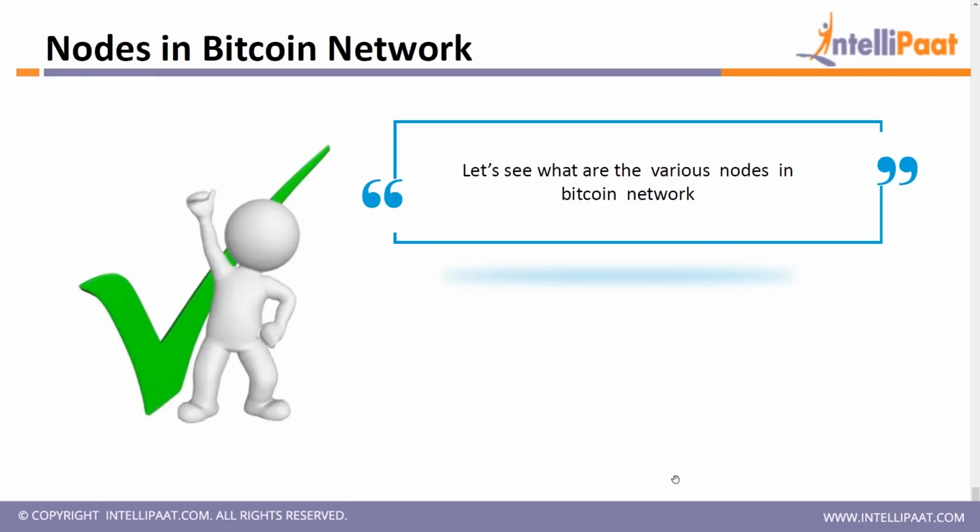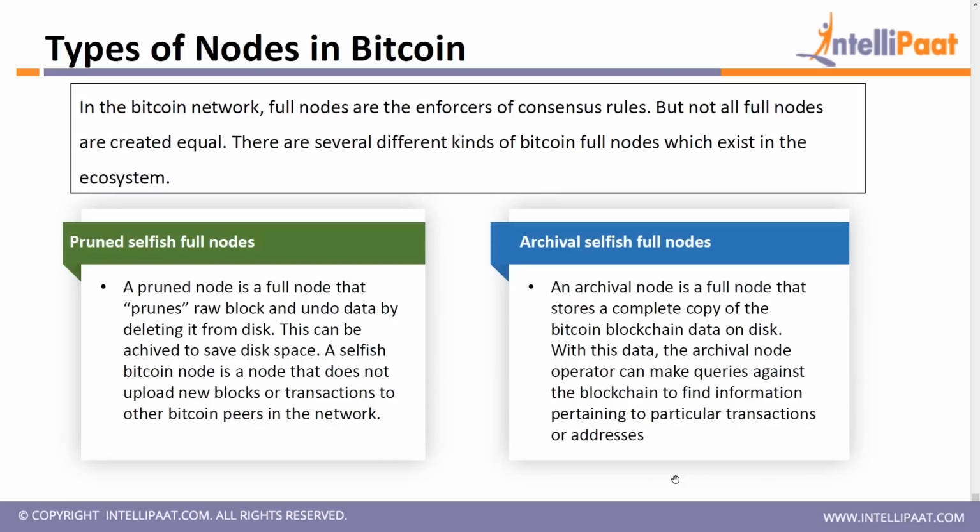Nodes in Bitcoin network. So since we have discussed more about transaction inputs and outputs and the scripts, we will see now what are the various nodes in Bitcoin network. In the Bitcoin network, full nodes are the enforcers of consensus rules, but not all full nodes are created equal. There are several different kinds of Bitcoin full nodes which exist in the ecosystem. Pruned, selfish full nodes. A pruned node is a full node that prunes raw block and undo data by deleting it from the disk. This can be achieved to save the disk space.